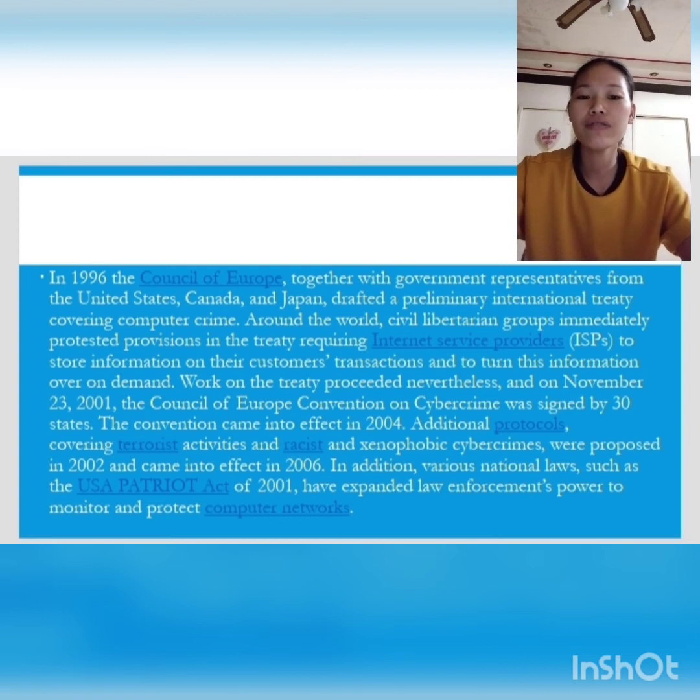In addition, national laws, such as the USA Patriot Act in 2001, and other expanded laws on information cover the monitoring and protection of computer networks.